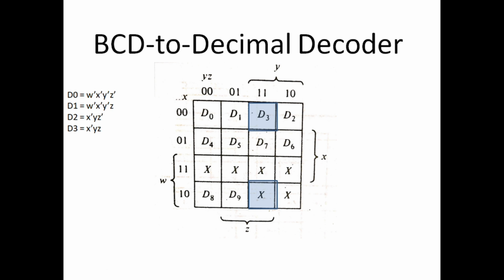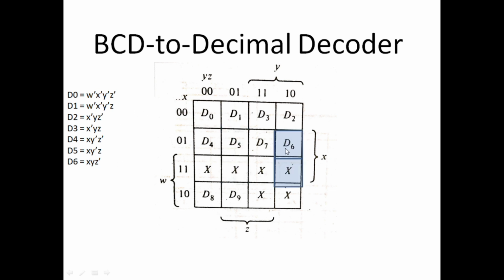So this would give us the Boolean equation of D3 is equal to X prime, Y, Z. And for D4, it is a neighbor of this X. So this is again a group of 2 squares, and the equation would be X, Y prime, and Z prime. And for D5, it can be grouped with this nearby X and 2 square group we have, and the Boolean equation would be X, Y prime, Z.